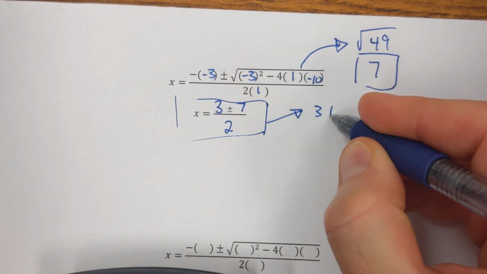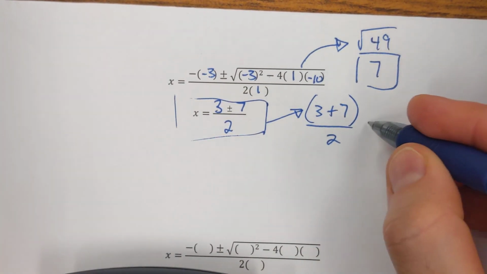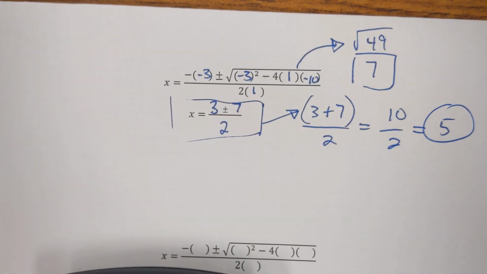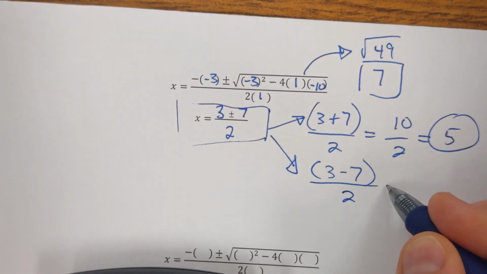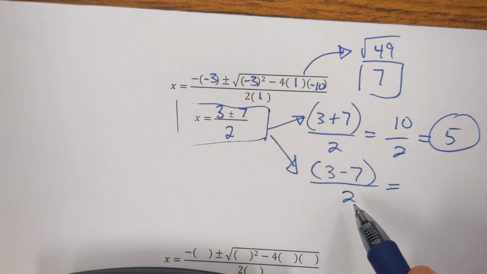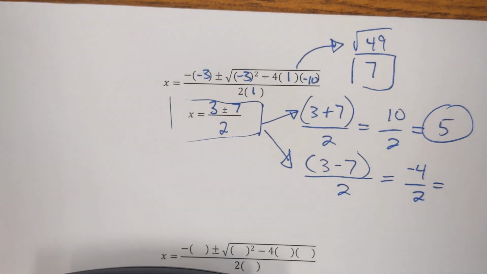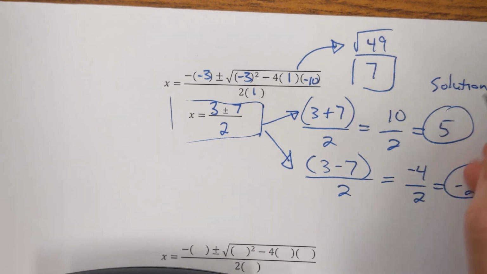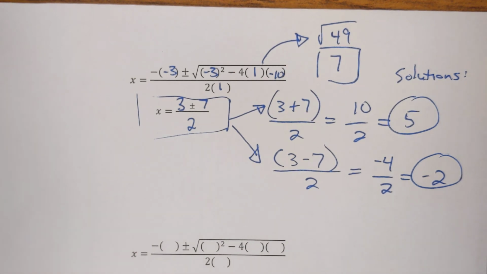All right, so my first solution, I'm going to do 3 plus 7 divided by 2. And I'm going to do that in my head. 3 plus 7 is 10. And 10 divided by 2 is 5. There is my first solution. My second solution, 3 minus 7. I need to take the 3 minus 7 before I try to divide it by 2. 3 minus 7 is -4. Divide that by 2. I get -2. These are the solutions. 5 and -2. These are the numbers I could plug back into my original problem.